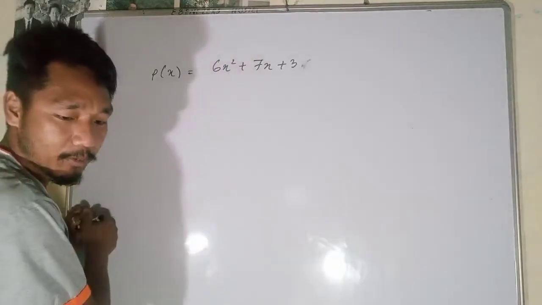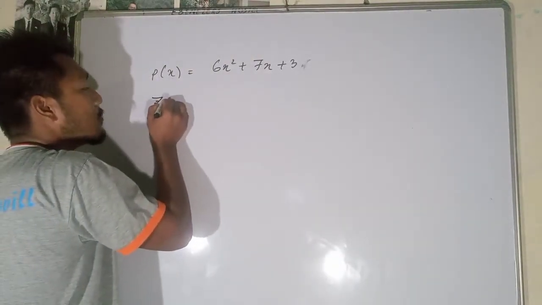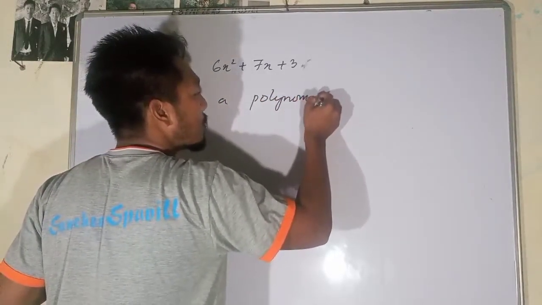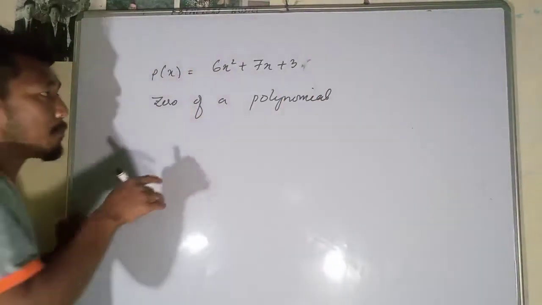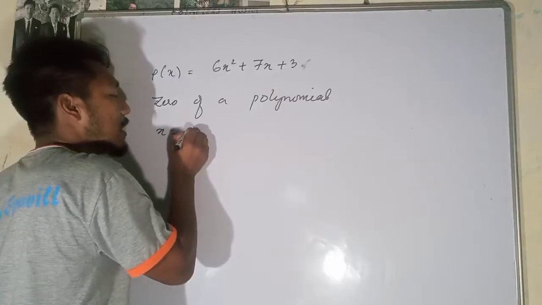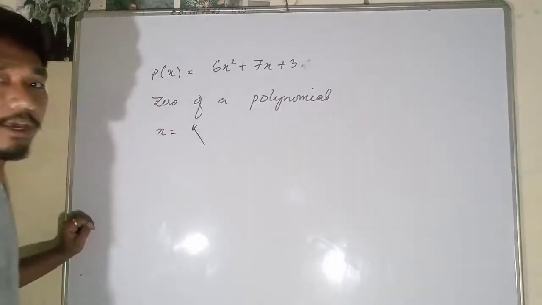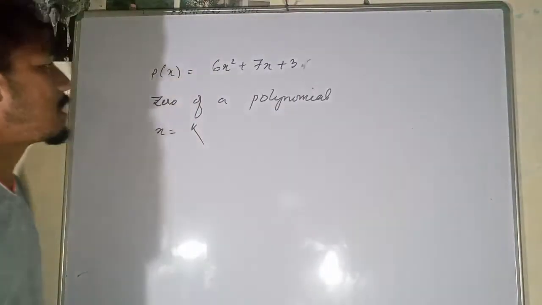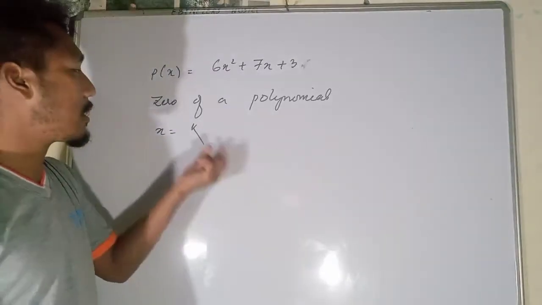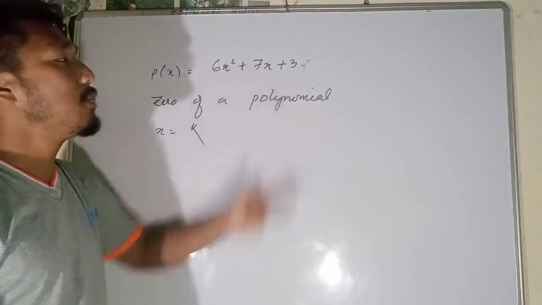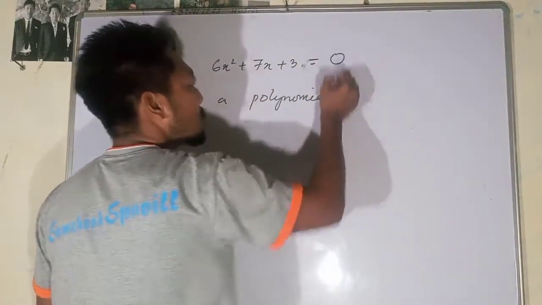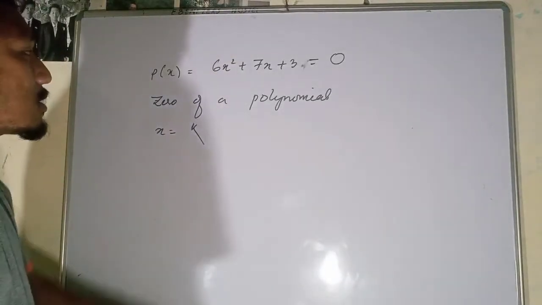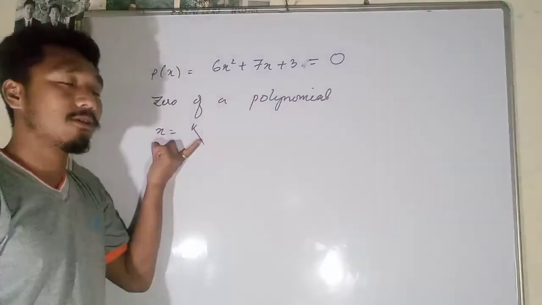Zero of the polynomial means what? Whenever you are putting any value, let's say k, where k may be 1, 2, -1, 3, whatever it is, x is equal to that value, and you are getting your entire answer equal to 0, then such a value is considered to be the zero of the polynomial.